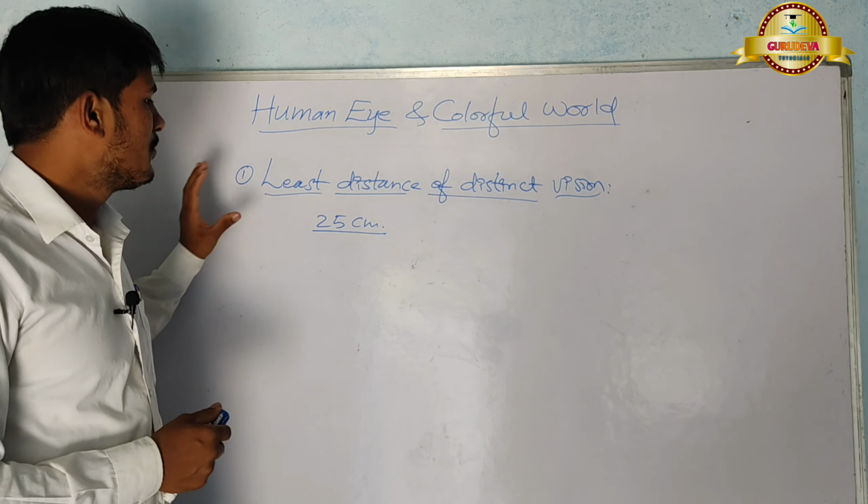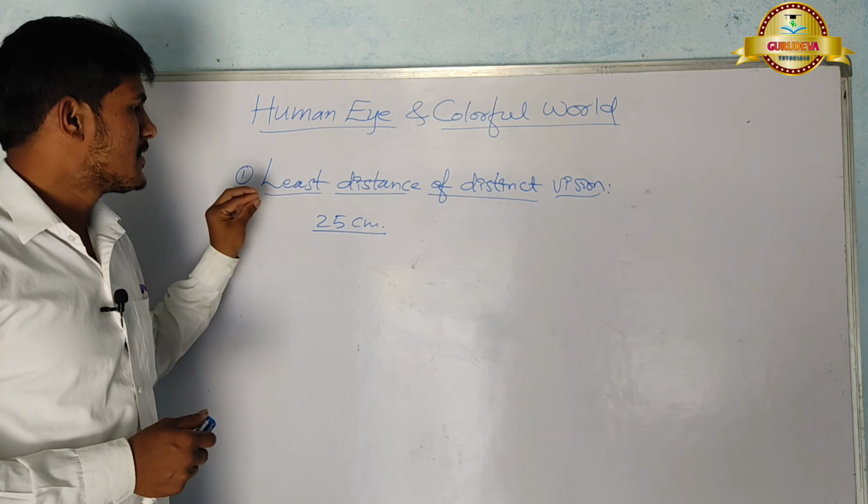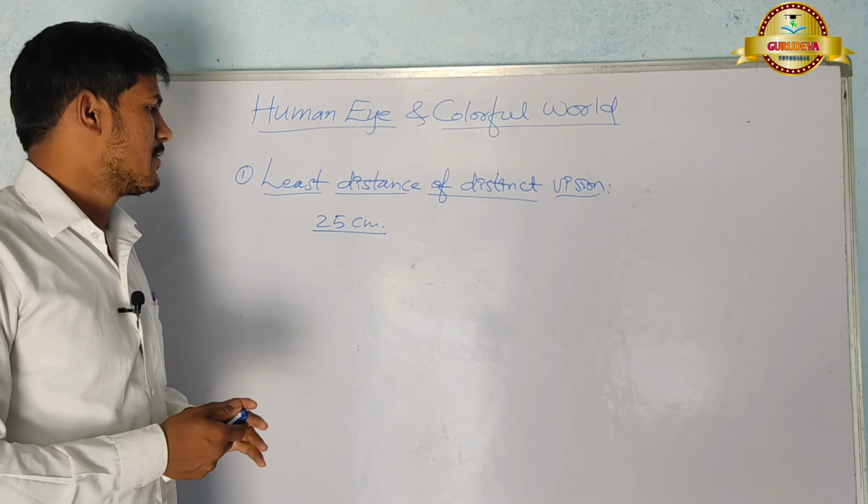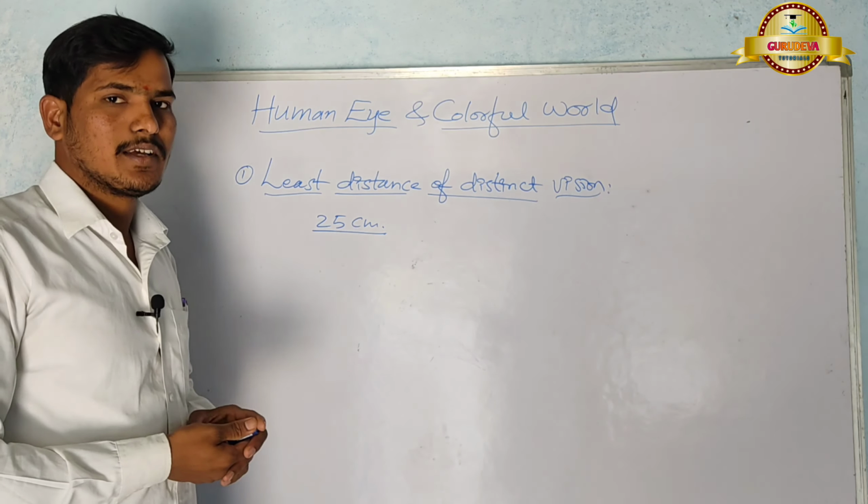From this activity we observe that the least distance of distinct vision is 25 centimeters.